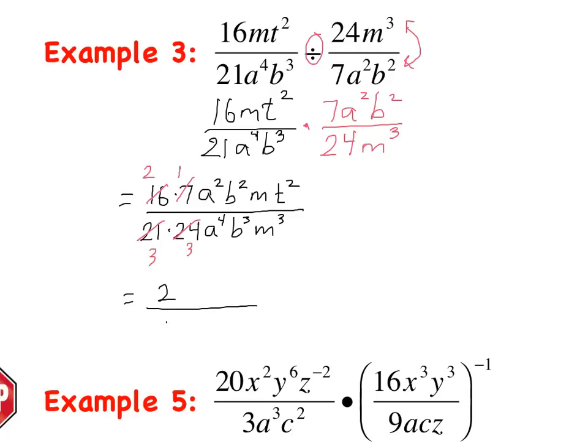3 times 3 will give us 9. Okay, now let's look at our a's. We have an a squared over an a to the 4th. There are more a's in the denominator, so they stay in our denominator, and I subtract. So we'll have an a squared in the denominator.